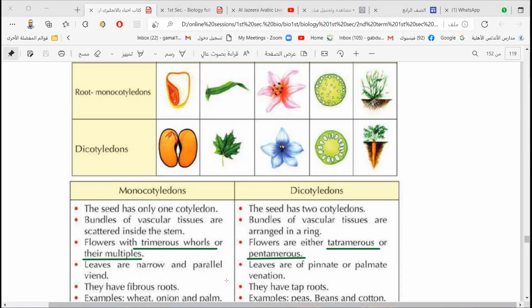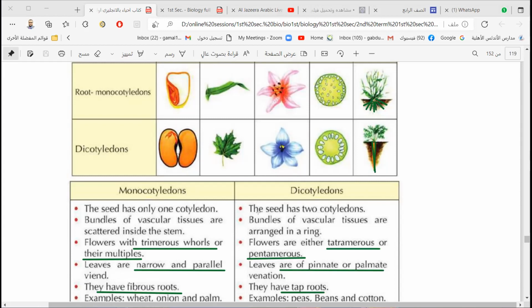And the monocotyledon, they have fibrous root. The root is fibrous like this, not very long in the soil, but it has many branches nearer to the soil. But the root in dicotyledon is tap root, long and deep, very deep in the soil. So the root is tap. And the leaves are narrow with parallel venation. The leaves here have pinnate or palmate venation.